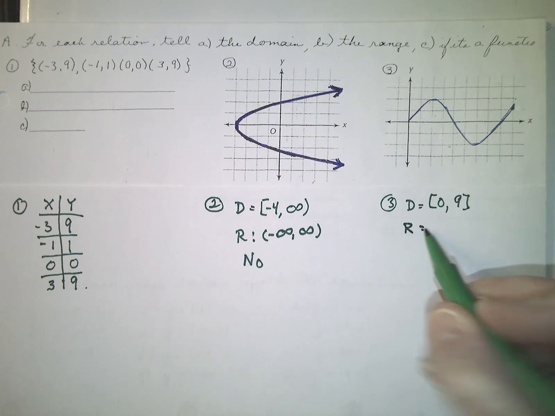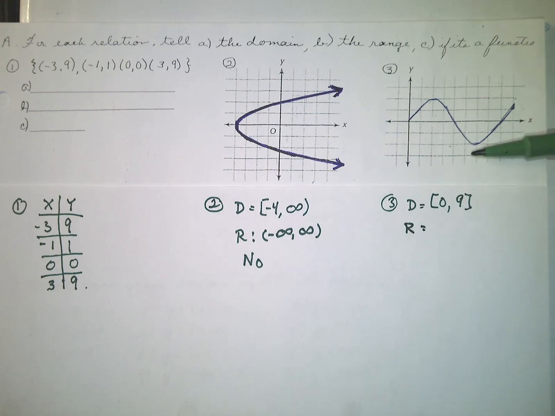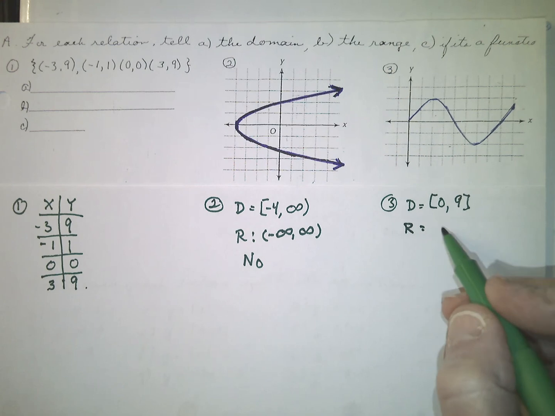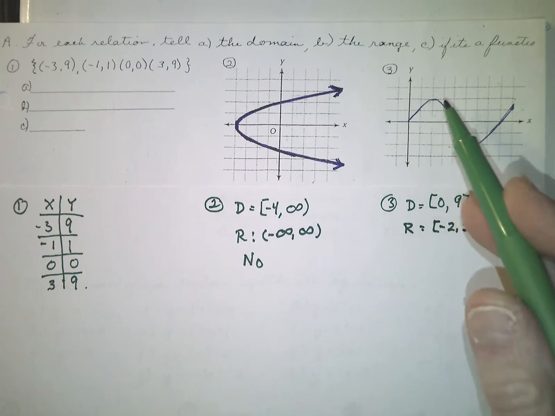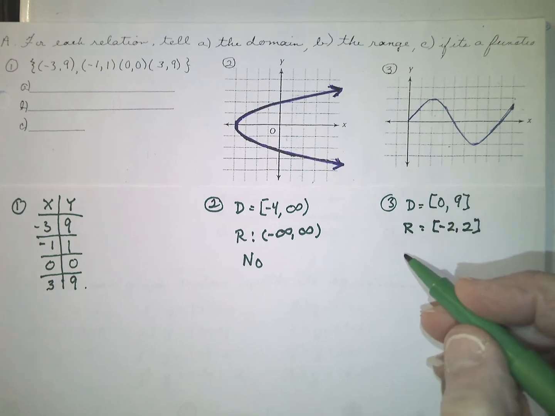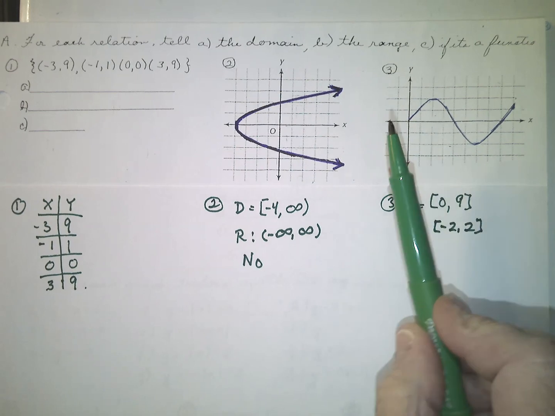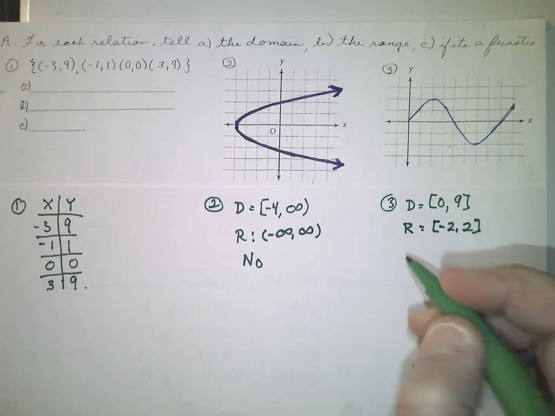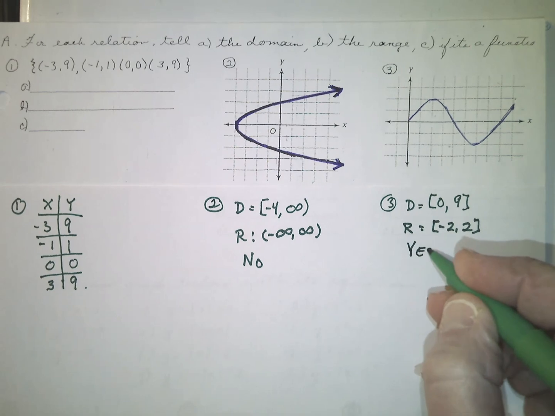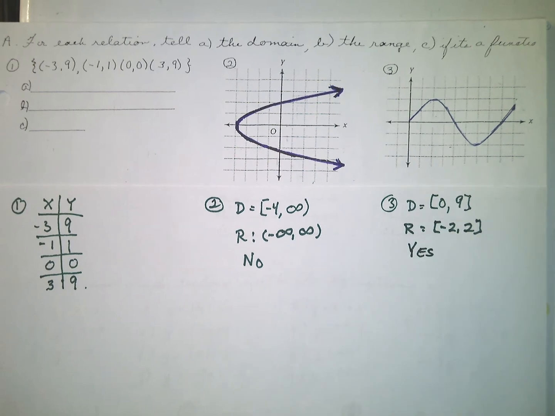For the range, how low do the y values go? How high do the y values go? Well, they go down as low as -2 and up to and including +2. Is it a function? It does pass the vertical line test. This happens to be the sine function, and we'll be working more with that later.